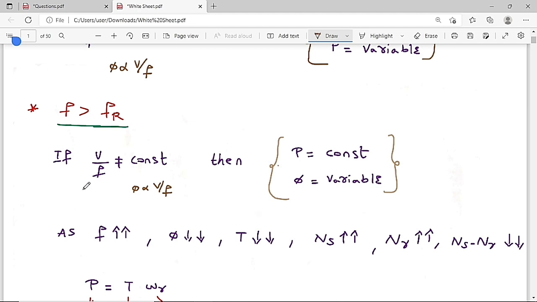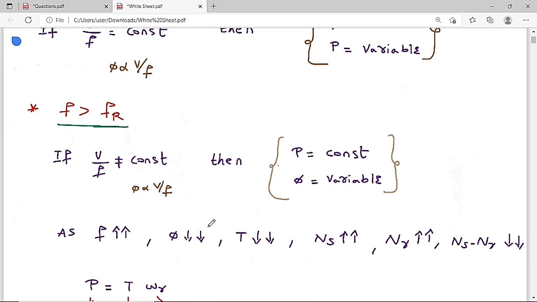So now we will see, for above the rated frequency, as frequency increases, we can see clearly that the flux decreases. As you can see clearly from the figure, the flux is decreasing. As torque is directly proportional to flux, as flux decreases, torque also decreases. Ns is directly proportional to frequency, so as frequency increases, Ns also increases. As Ns increases, Nr also increases. Whereas Ns minus Nr, both are increasing, so the difference will decrease.